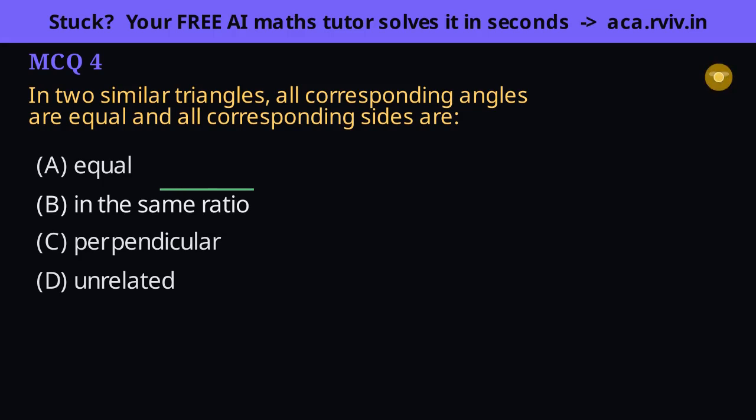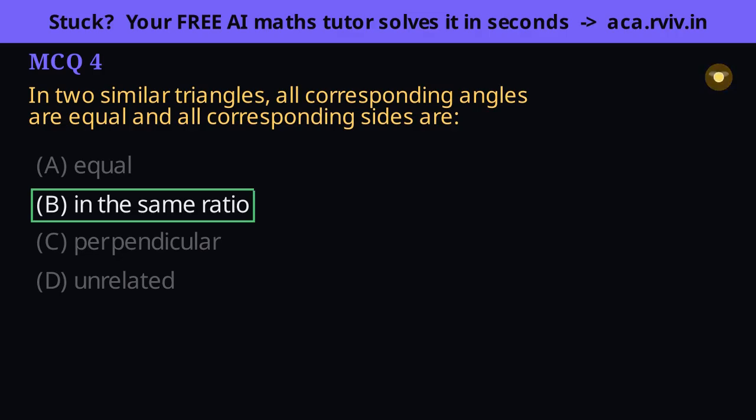The tempting trap is equal, option 1, but that describes congruent triangles, where size is fixed too, similarity is looser and only fixes the shape. Perpendicular and unrelated have nothing to do with similarity at all. The single word that separates similar from congruent is ratio versus equal.